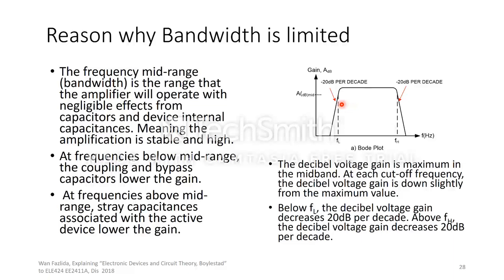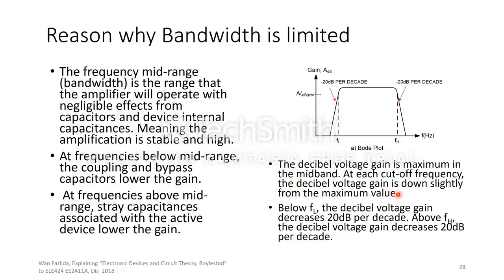So why is the bandwidth limited? The mid-range bandwidth is the range where the amplifier will operate with negligible effects from capacitors and device internal capacitance, meaning the amplification here is stable and high. But at frequencies below mid-range, the coupling and bypass capacitors lower the gain. You're going to have coupling and bypass capacitors in your amplifier, and those are what lower the gain here. At frequencies above mid-range, stray capacitances associated with the active device lower the gain. This is device-related, while the other is amplifier-related. Whatever it is, there is only one range where the amplifier is safe to operate. Anything else is too low or too high a frequency.